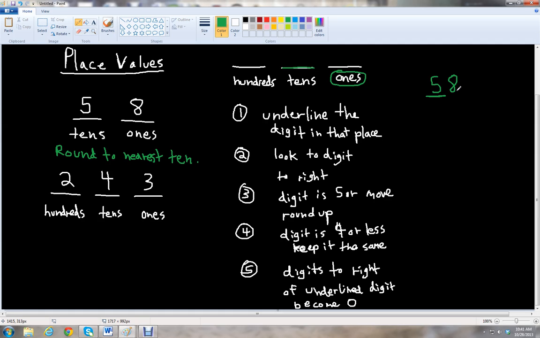And we notice that 8 applies to rule number 3. The digit is 5 or more, so we're going to round up. This means that the 5 will get bumped up to a 6. And then we skip down to rule number 5. The digits to the right of the underlined digit become a 0. So this 8 will become a 0. So it looks like 58 rounded to the nearest 10 is 60.